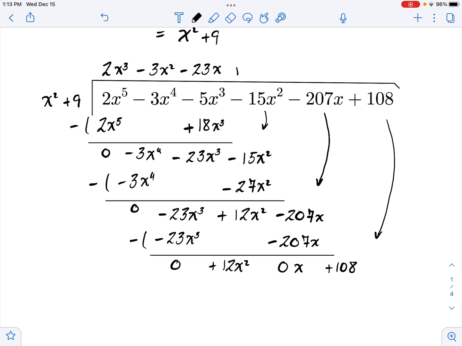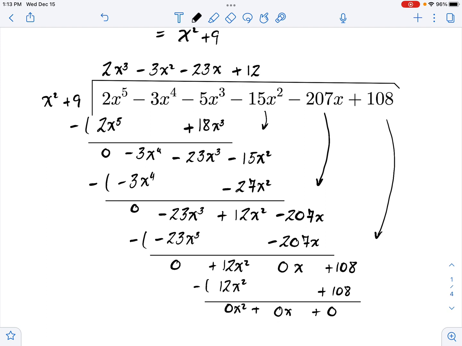So I have plus 12. 12 times x squared is 12x squared. And 12 times 9 is positive 108. And now when I subtract, I get 0 x squared. I get 0x minus 0, so I get 0x, and I get 108 minus 108, so I get 0. So I have a remainder of 0, showing that x squared plus 9 is indeed a factor.